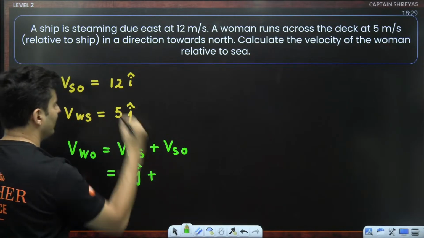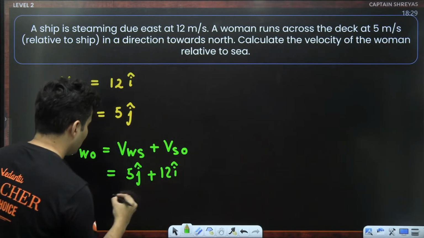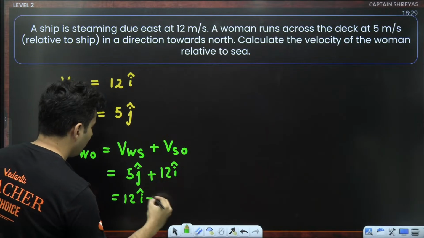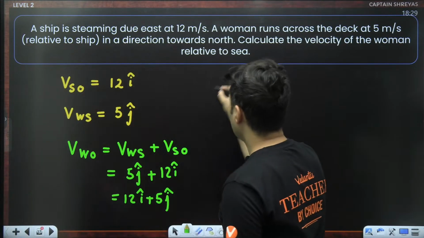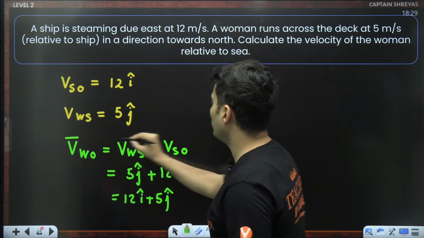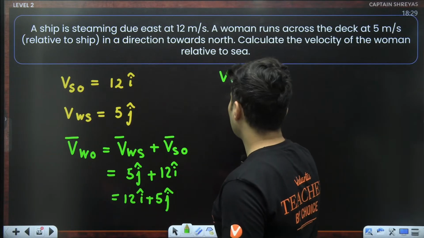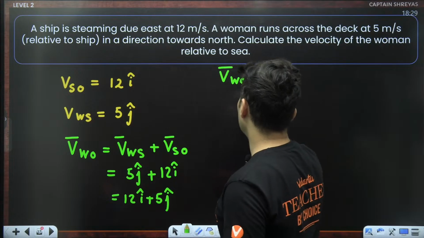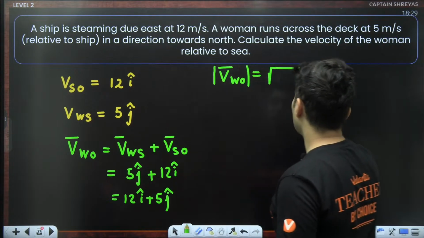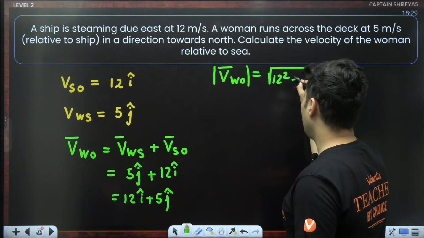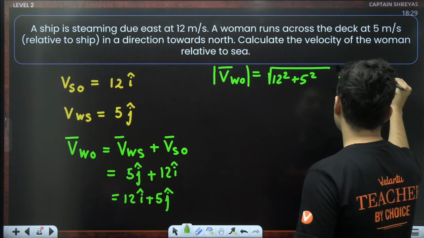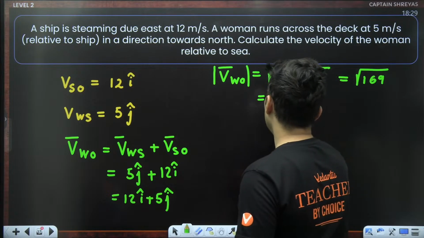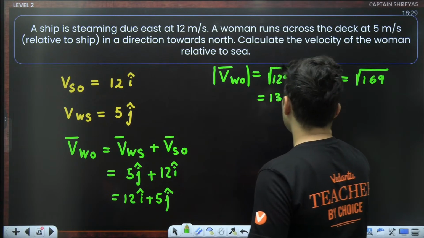VSO is given over here as 12 i cap, so it is actually 12 i cap plus 5 j cap. If you ask me what is the magnitude of this velocity of the woman with respect to the ocean, it will be root of 12 square plus 5 square, which is 144 plus 25, which is 169. So it will be 13 meters per second.